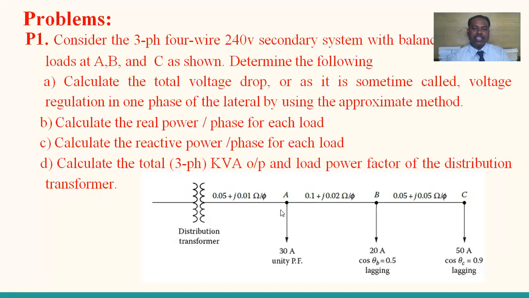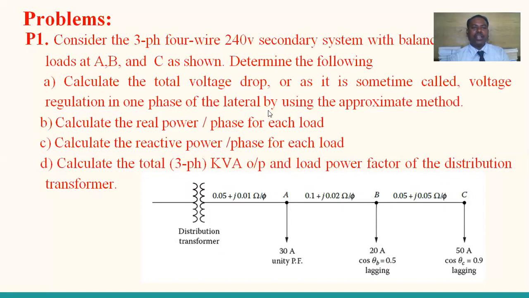Correspondingly, each section impedance is also given. The first section is 0.05 plus j0.01 ohm per phase. Out of three phases, only one phase has to be considered, and the calculation has to be made for one phase. Similarly, section AB has an impedance of 0.1 plus j0.2 ohm per phase, and section BC has 0.05 plus j0.05 ohm per phase. So this is the given problem.